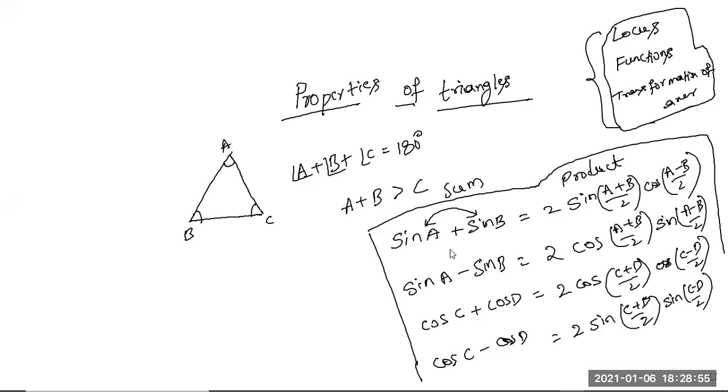So basically these identities are useful when you do bigger, higher level properties in triangles. These things are fundamentals, like when you add two trigonometric identities and you want to convert that into a product of two different trigonometric identities. When you add sin a plus sin b, you get 2 sin (a plus b) by 2 cos (a minus b) by 2. Likewise sin a minus sin b, and cos c plus cos d and cos c minus cos d.